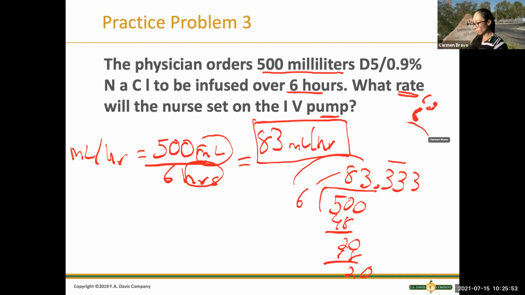So if I would have said over, and normally you'll see some medications are over 15 minutes or over 30 minutes, then you have to convert that into hours. Then you have to add the 1 hour over 60 so that you can break down the minutes and cancel out the minutes and convert it into hours. Because you have to make it mLs per hour in the pump.